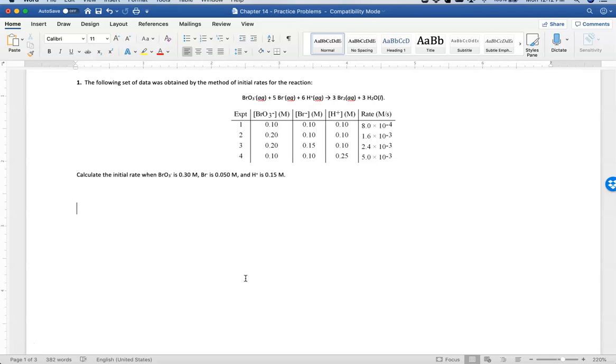So I've played a little bit with the font size, so hopefully everyone can see what is on my screen. If not, you can print out the practice problems found on EC Learn. So what I'm going to go through is just slowly how to attack this problem.